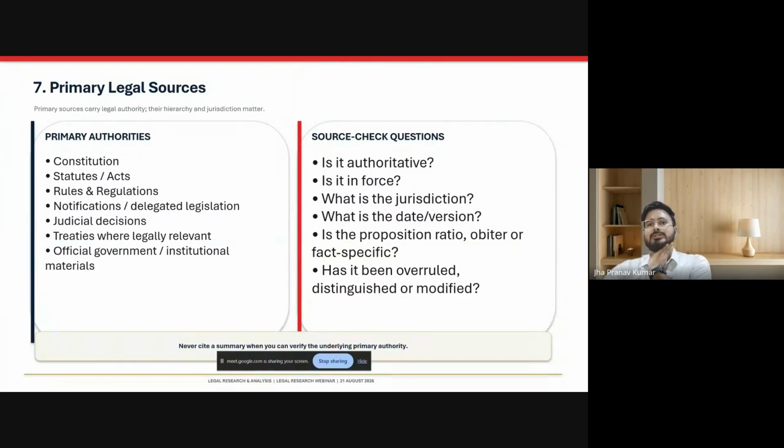Primary legal sources and secondary legal sources. I'm not going to dive into the deep of it. Primary sources वो होते हैं जो बहुत authoritative nature के होते हैं. For example, constitution. Constitution is known to be the supreme law of the land, right? So similarly, these statutes, rules and regulations, these are the primary sources.